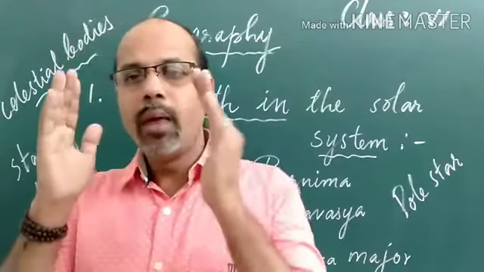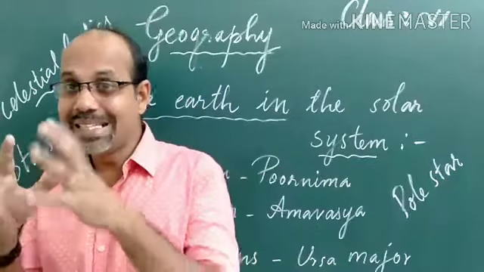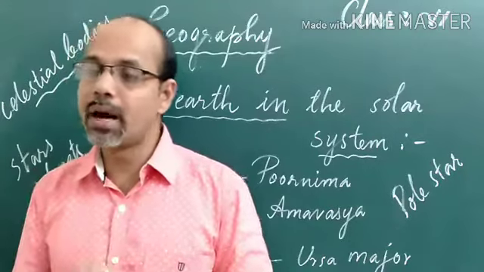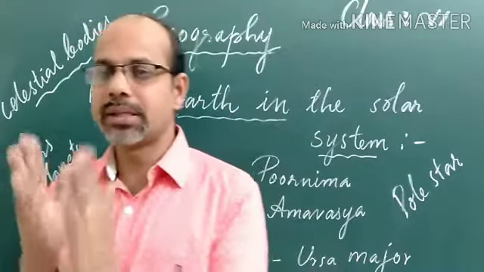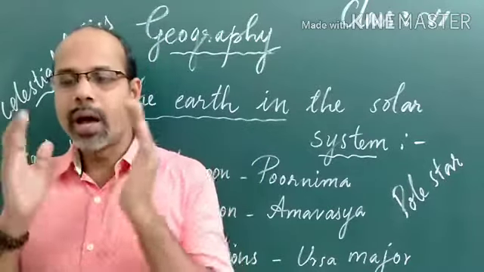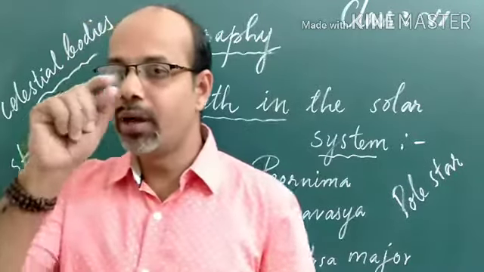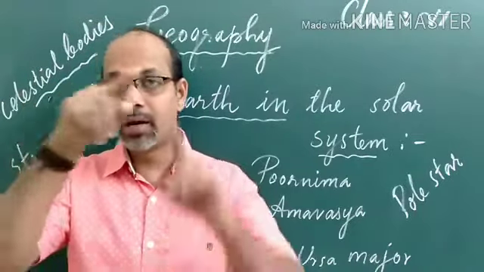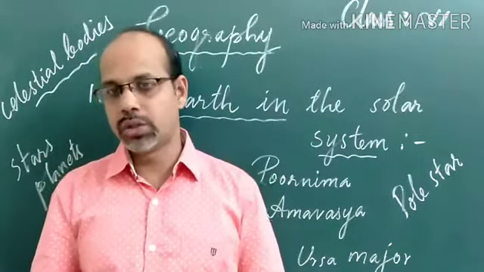Remember, one of the most easily recognizable constellations in the sky is called the Saptarishi. Sapta means 7 and Rishi means sages, so Saptarishi means the 7 sages. It looks like 7 stars we can find in a particular constellation.